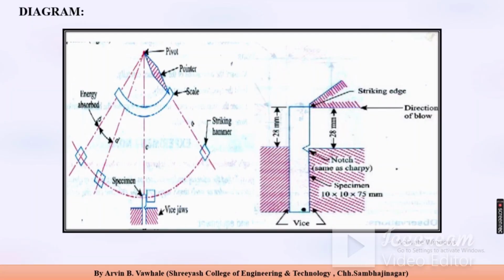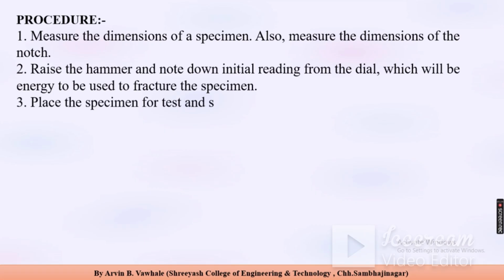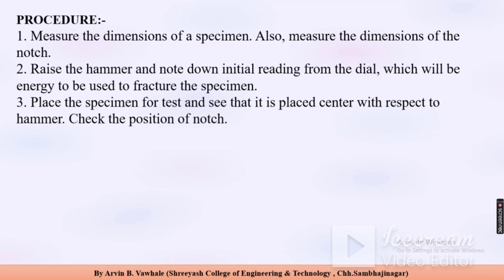Procedure. 1. Measure the dimensions of the specimen. Also measure the dimensions of the notch. 2. Raise the hammer and note down the initial reading from the dial, which will be the energy to be used to fracture the specimen. 3. Place the specimen for test, and see that it is placed at the center with respect to the hammer. Check the position of the notch.